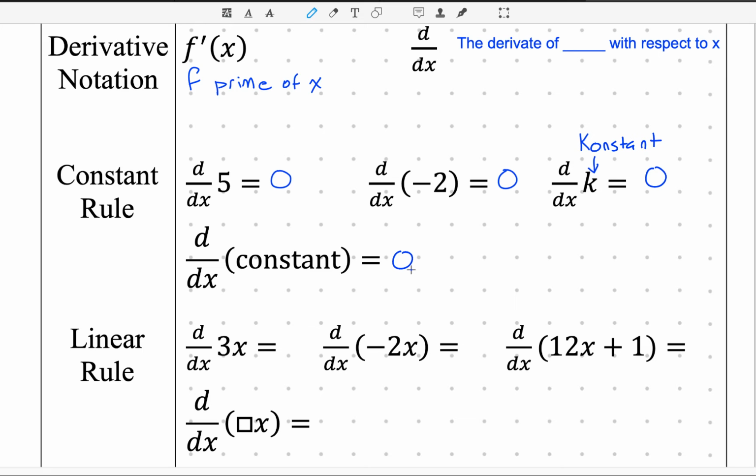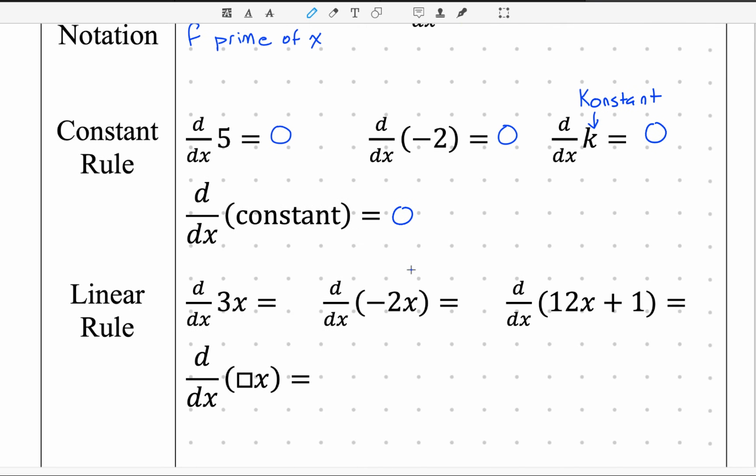Let's talk about the linear rule. What happens if I only have x? I could have 3x, -2x, 12x. I cannot have x squared, x cubed, x to the -1. These are all x to the power of 1, which means it's a line. It is a linear function.